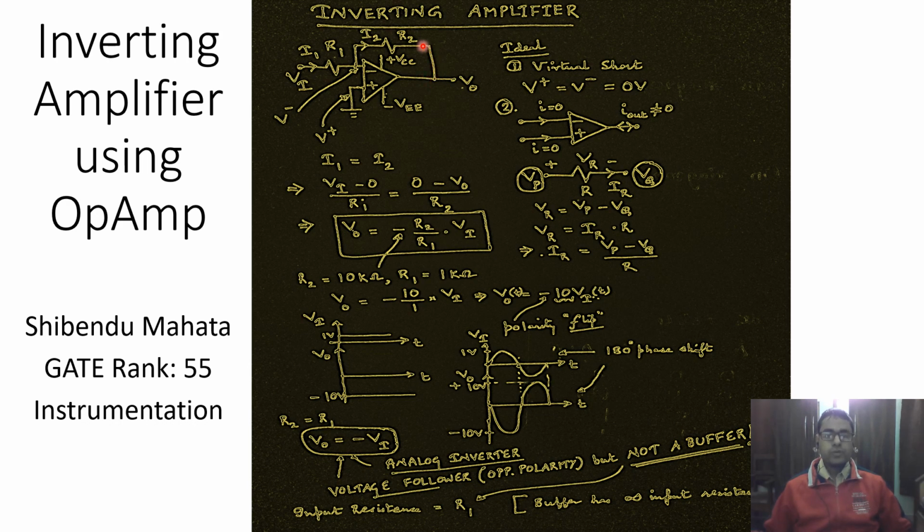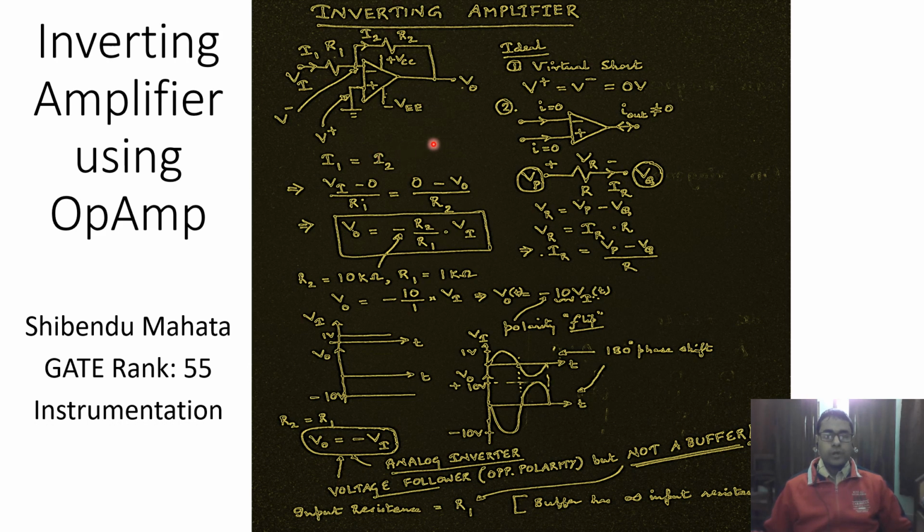So in this case, we are using a resistance of value R2, and there is an input resistance R1 which connects the input signal Vi to the inverting input terminal of the op-amp. Also note that the positive input terminal is connected to ground.